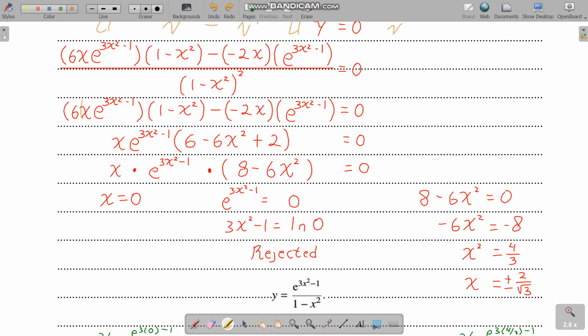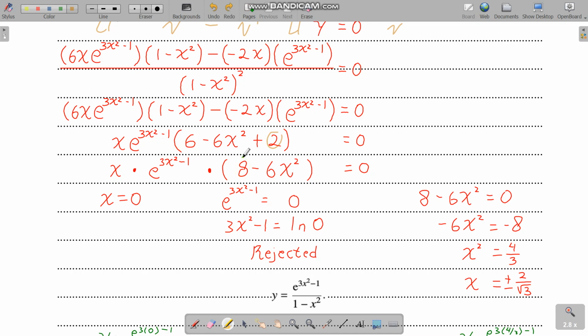So here we can factor out x e to the 3x squared minus 1. After we factor out, we still have 6 times 1, which is 6, and 6 times minus x squared, minus 6x squared, and minus times minus 2, plus 2. So we factor out x e to the 3x squared minus 1, and now we have 3 multiplications: x times e to the 3x squared minus 1 times 8 minus 6x squared, because 6 plus 2 is 8.